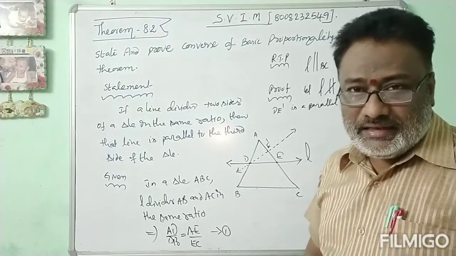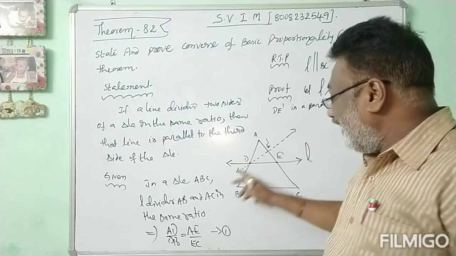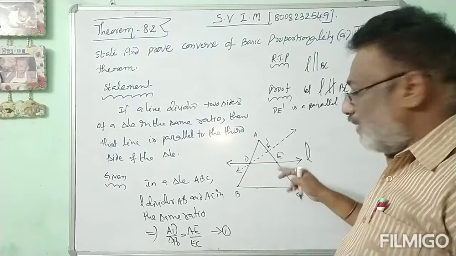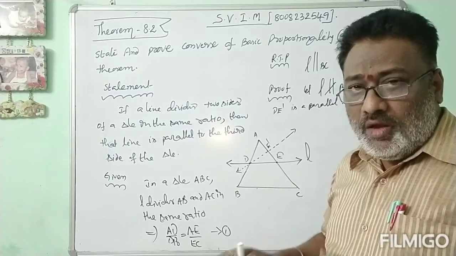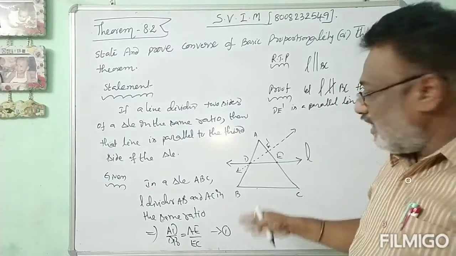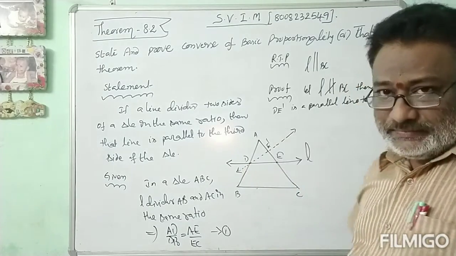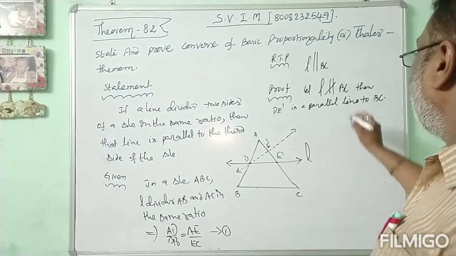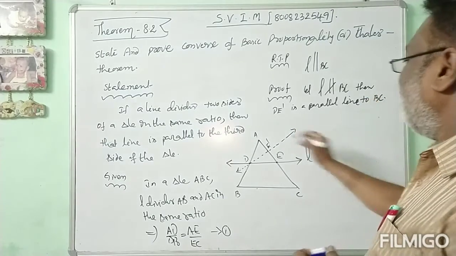Like in that way we can take. Because of this, we are taking it as parallel to BC. Why are you taking it in that way? Because L is not parallel to BC. If you take it in that way, one more line should exist parallel to BC. That line we are assuming as DE dash. That's all. So DE dash is a line parallel to BC.